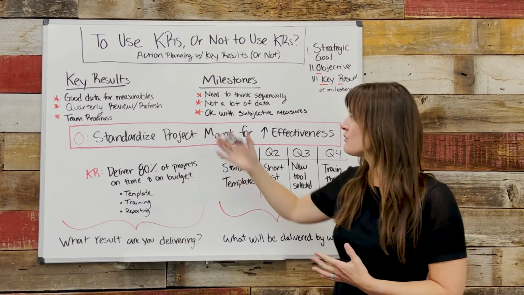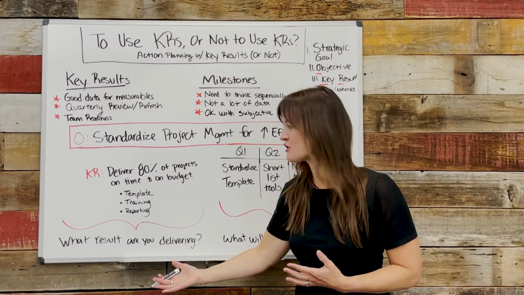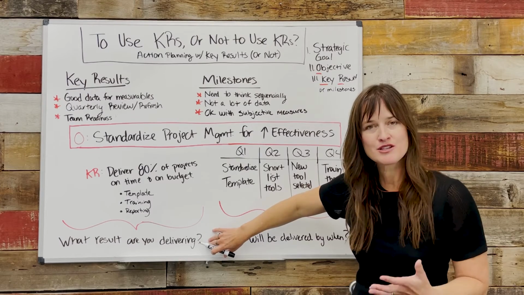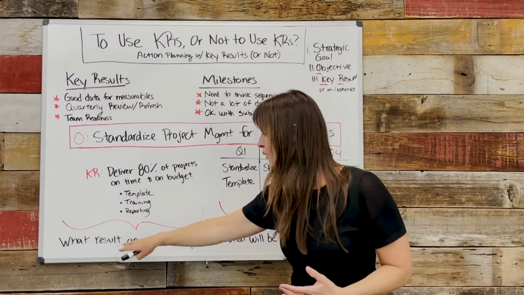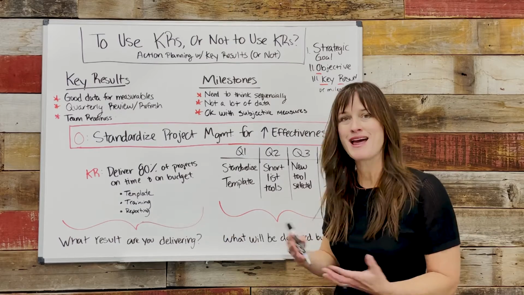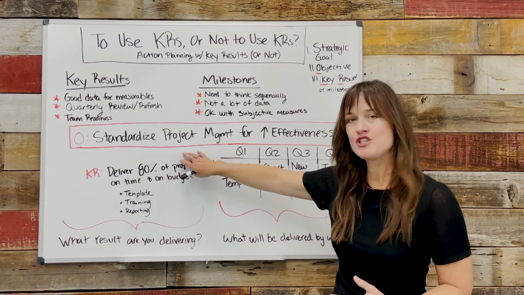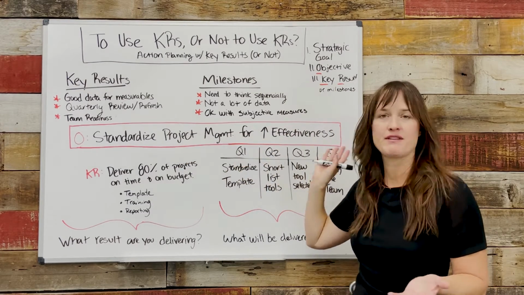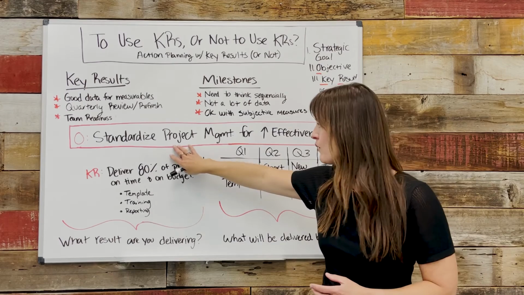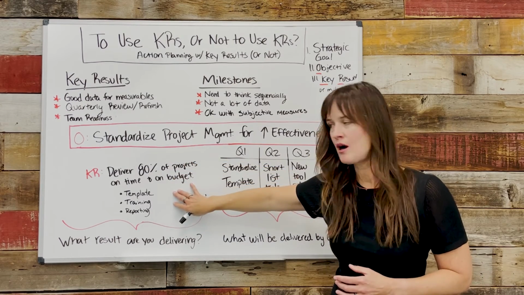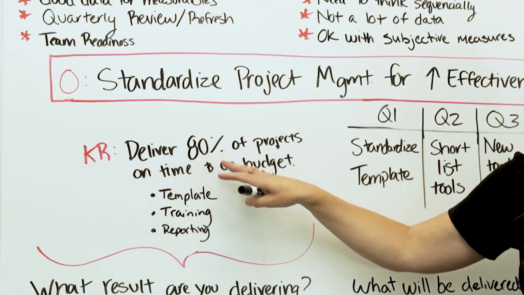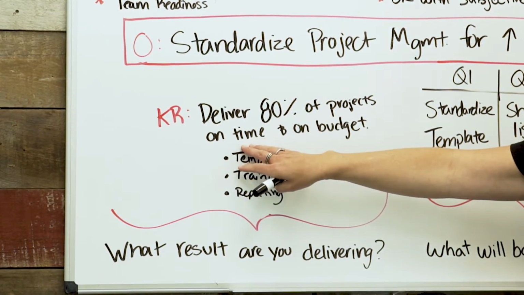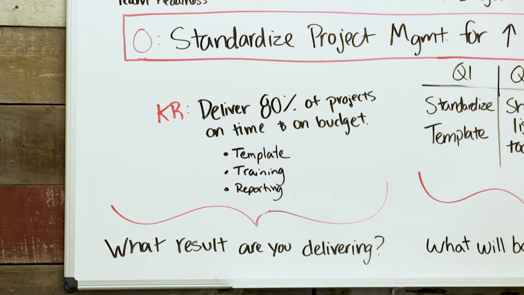All right, so let's walk through using key results to build an action plan. Here's an example. The driving question you're asking yourself if you're using key results is, what result is that team delivering to achieve the objective? In this case, the objective is standardized project management for increased effectiveness. That is what we want to accomplish. How are we going to accomplish it? Well, in this case, the key result is deliver 80% of the projects on time and on budget. Totally standard, no problem.